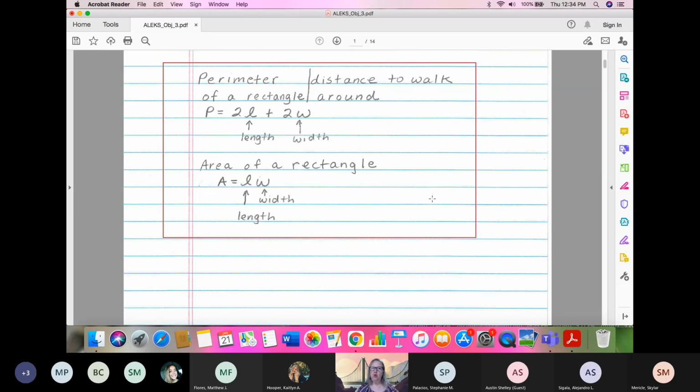Perimeter is the distance to walk around a rectangle. It's the outside border of the rectangle. It's how much fencing you would need if you wanted to fence in a grassy area for your cattle. How much fencing would you need? That's perimeter. Area is the amount of land inside the fencing, if you will.